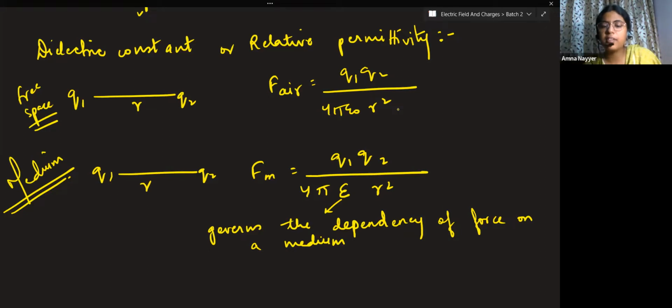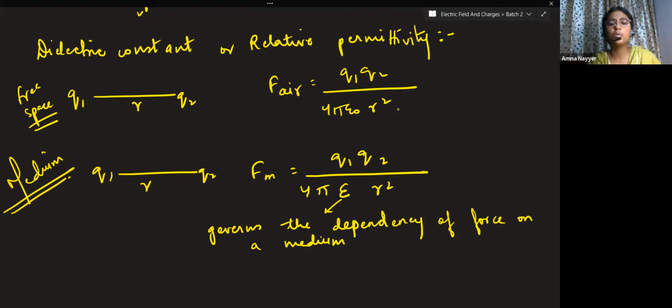For example, if I have a particular medium 1 and the value for that medium is epsilon, and I change the medium to medium 2, then the epsilon value will also change. So by this, we will come to know that the medium has changed because of the change in the force. That is what is meant by permittivity. For free space or air, you have a specific value that you have to remember. For any other medium, you don't have to remember; that will be given in the question if it is asked.